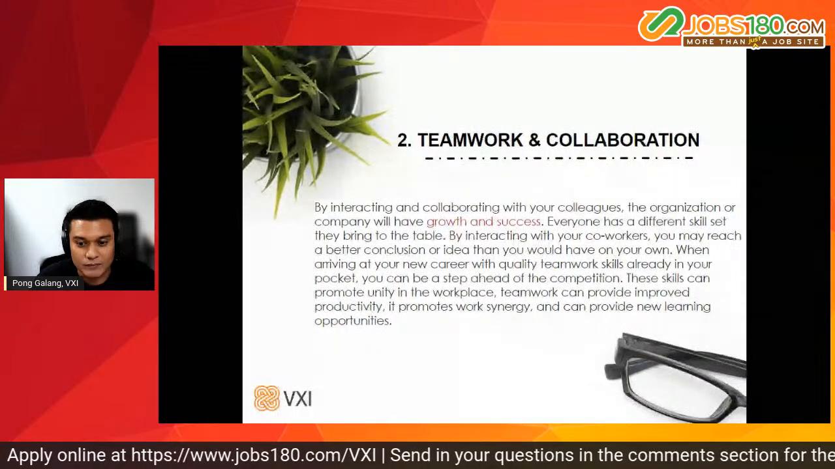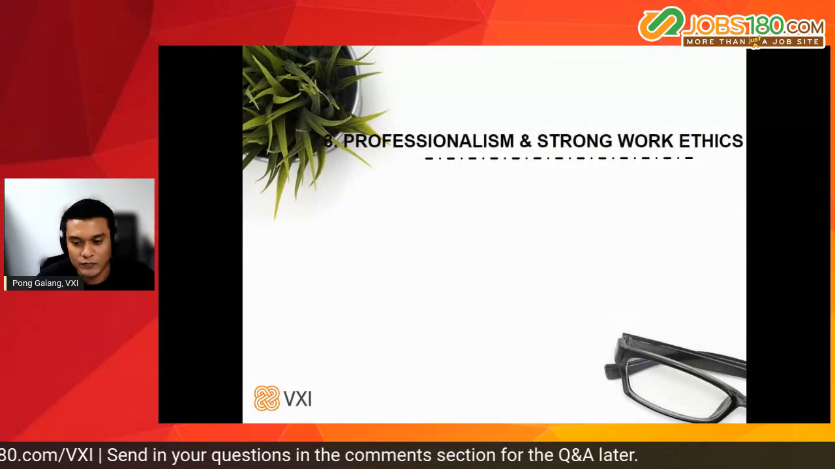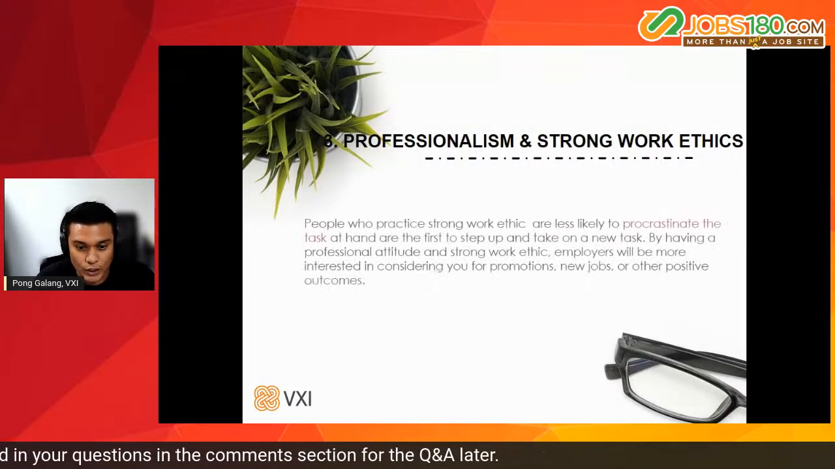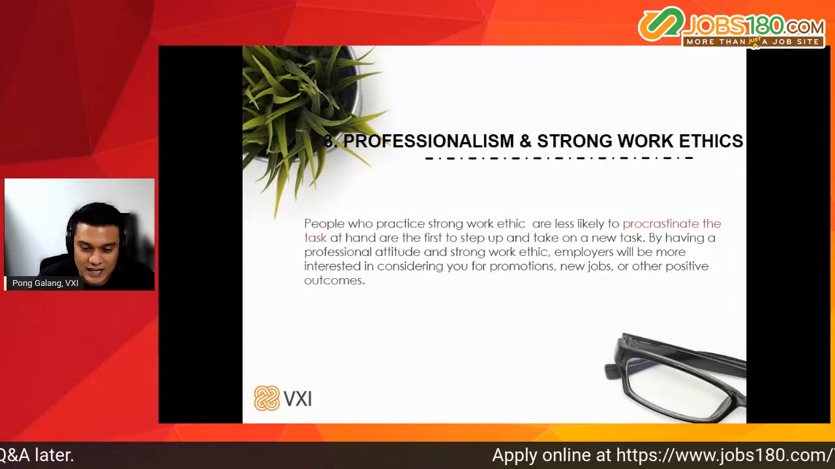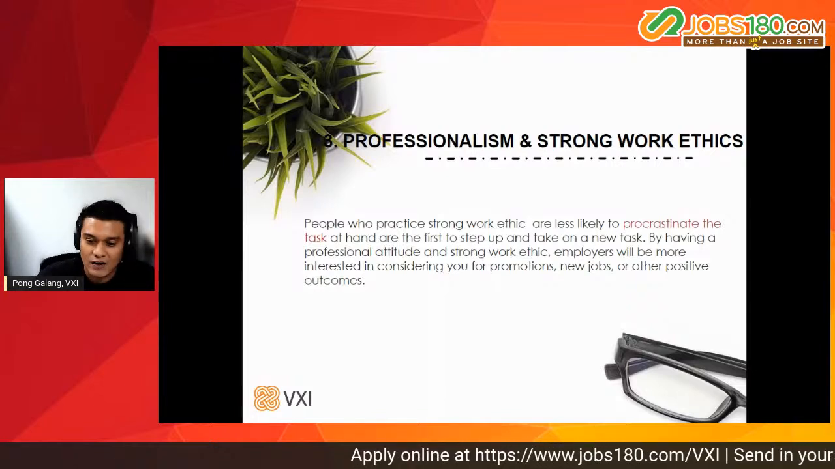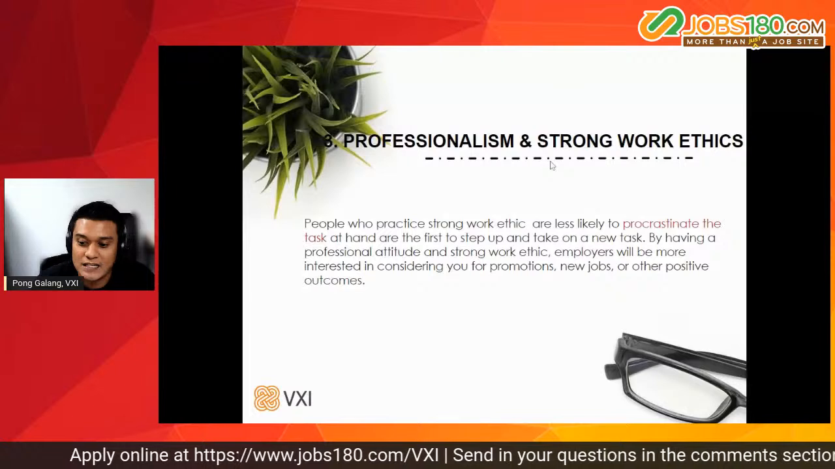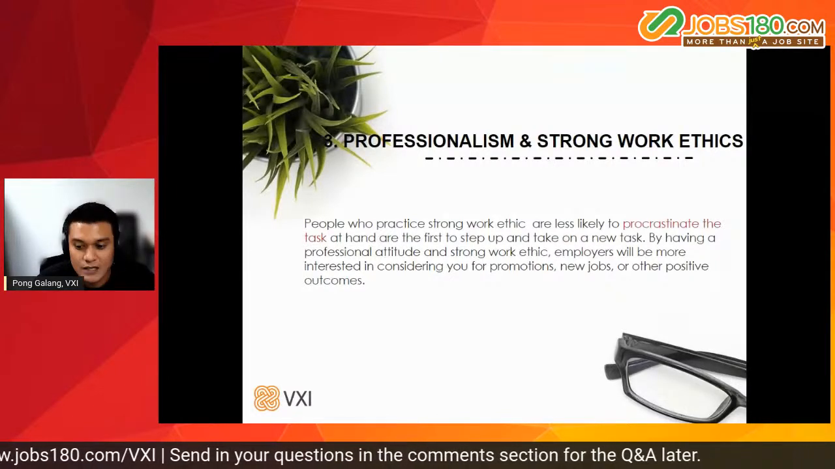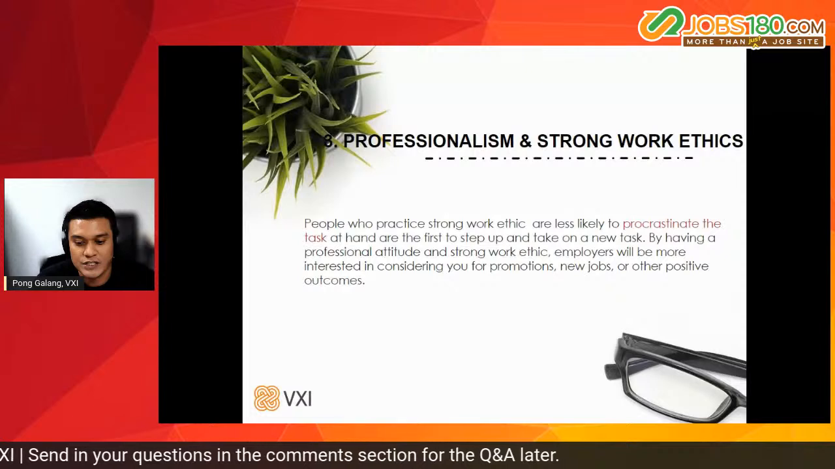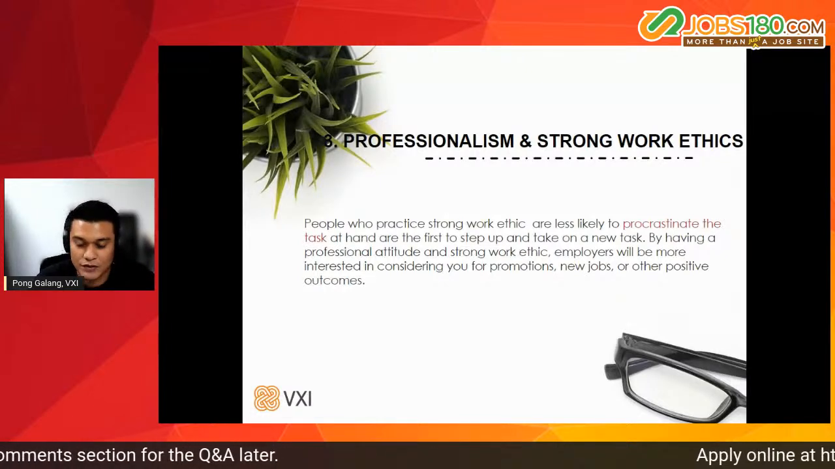All right. So next would be the professionalism and strong work ethics. People who practice strong work ethics are less likely to procrastinate the task at hand, are the first to step up and take on a new task. By having a professional attitude and strong work ethics, employers will be more interested in considering you for promotion, new jobs, or other positive outcomes.